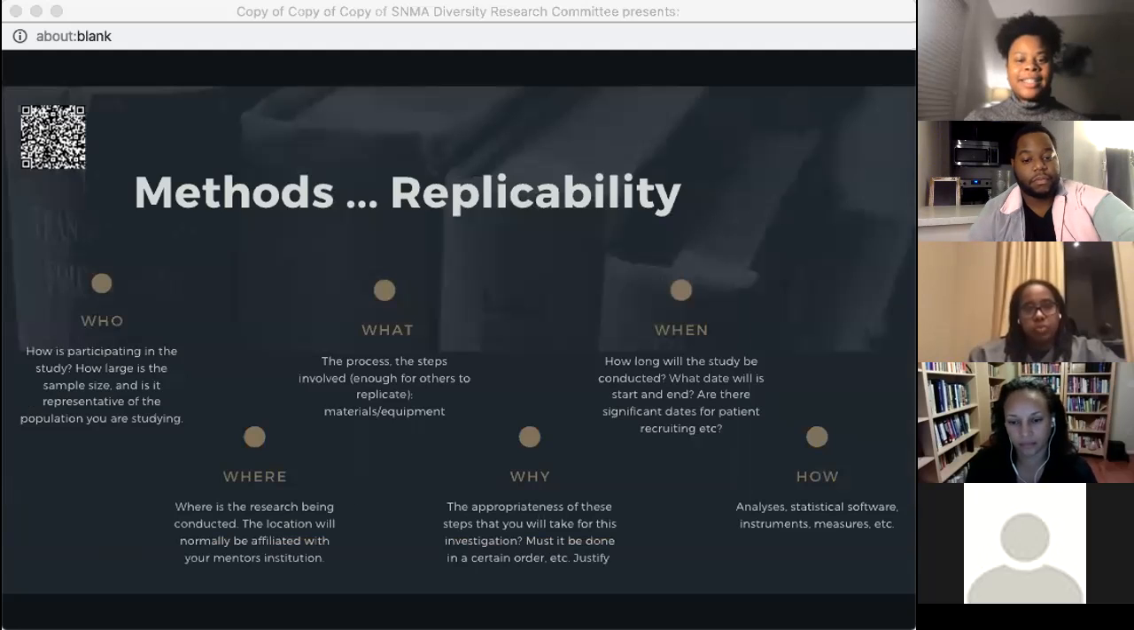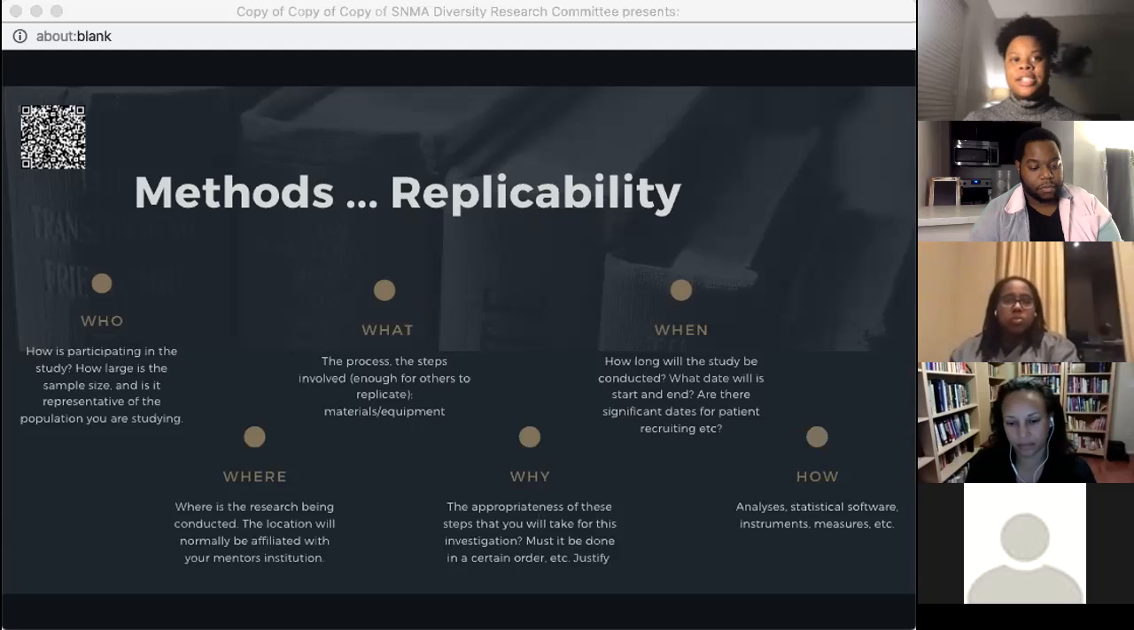So, methods. I always use the who, what, when, where, why, and how. It was something that a professor re-emphasized this year. One of my research professors did this, and it clicked for me. So, who? When you're writing your methods, you want to talk about who's participating in the study. Do you have an age limit? How large is your sample size going to be? And is your sample size going to be representative of the population?